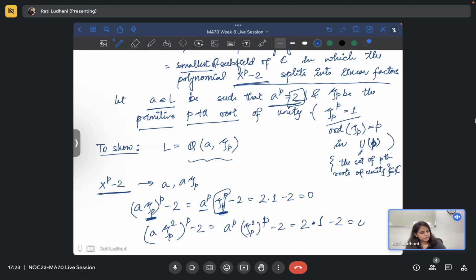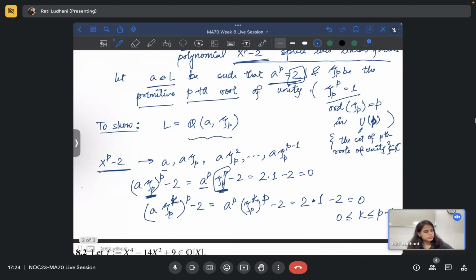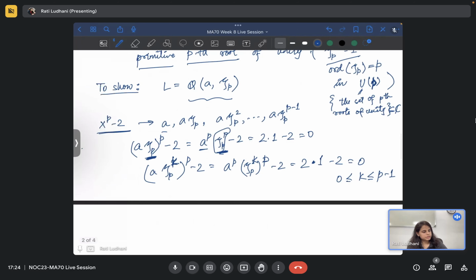So in general you can try any power k, from 0 to p minus 1, because 0 you have tried, which is a. So a is there, a zeta_p is there, a zeta_p square, and so on up to a zeta_p raised to power p minus 1. I am considering only till p minus 1 because zeta_p raised to power p is 1, so I have to stop here. Again I'll get back a. So these are all we can have, right?